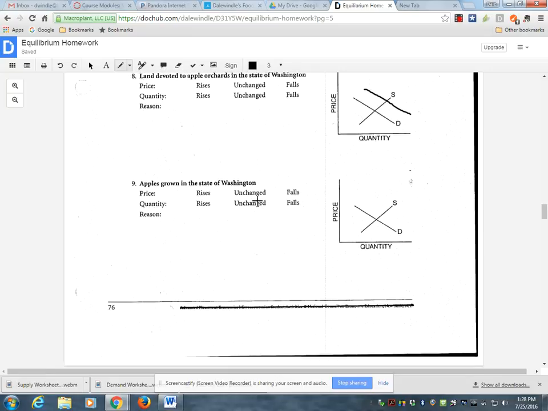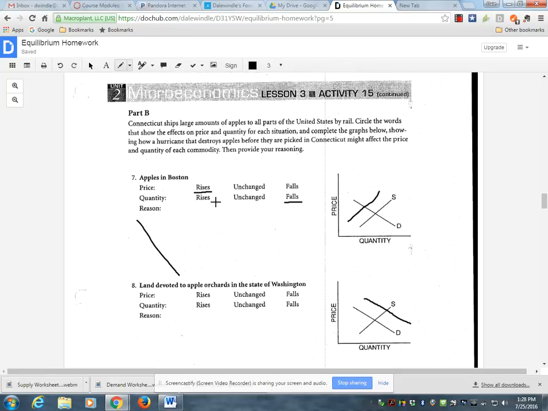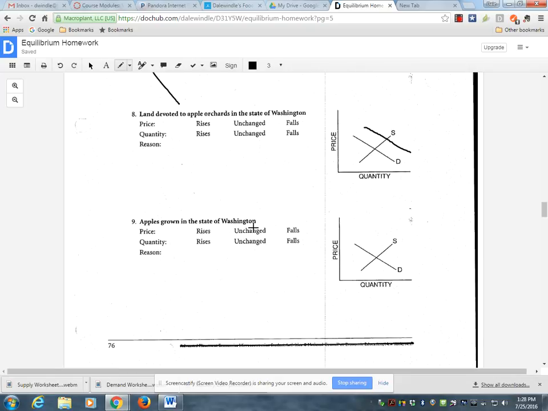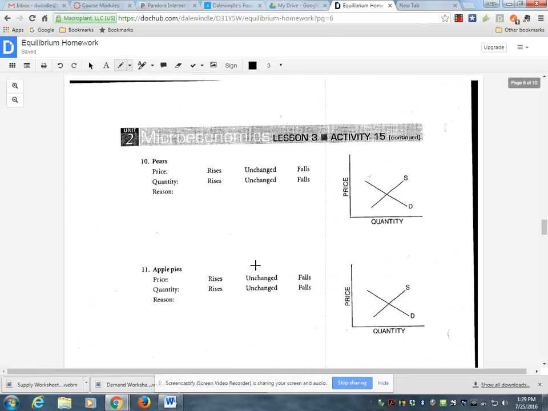Apples grown in the state of Washington. Well, apples in New England are more expensive now. So Washington apples are sort of a substitute. So demand for those cheaper Washington apples is going to go up. Okay. What about pears? Well, in both of our previous apple examples on the previous page, apples were more expensive, and so pears are a substitute. People will therefore turn to pears. The demand for them will increase.